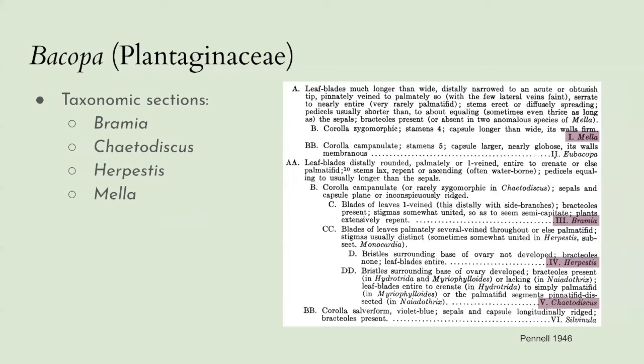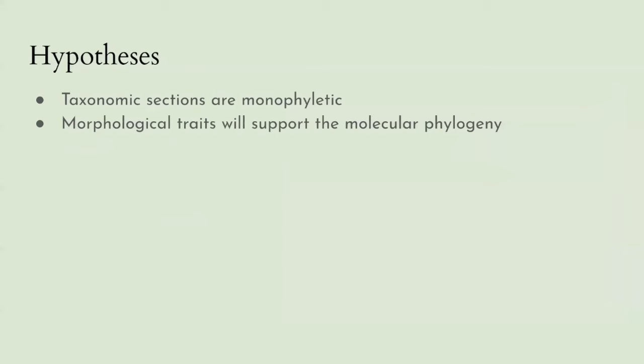Bacopa is broken down into 4 sections to further categorize its characteristics. The sections are Brahmia, Ketodiscus, Herpestis, and Mela. We hypothesize that each section in Bacopa will be confirmed by our molecular data as monophyletic, and that the morphological traits of each section will support the molecular phylogeny.